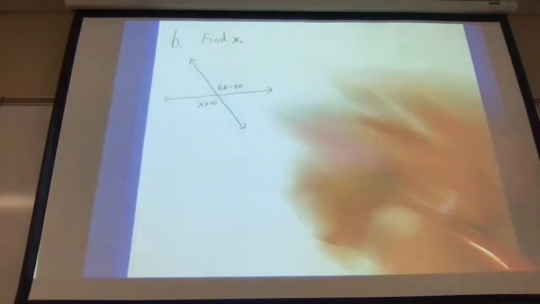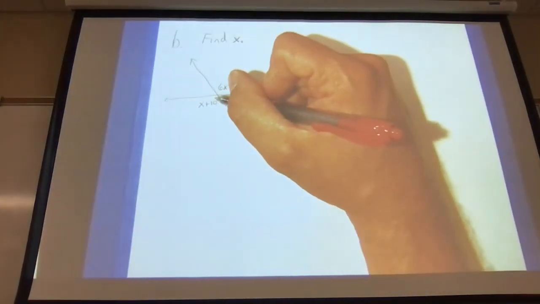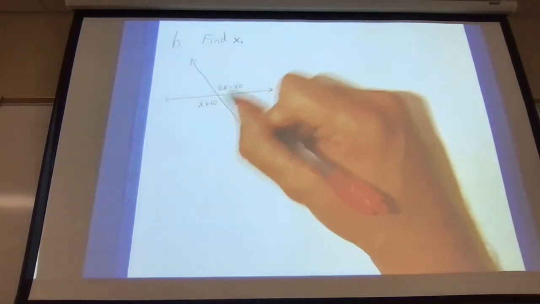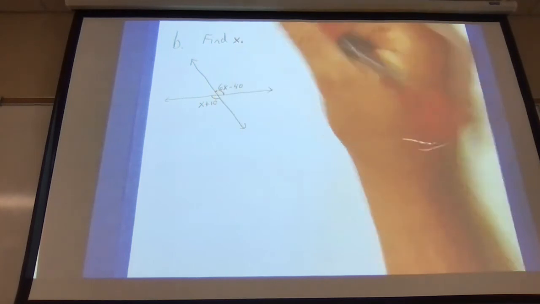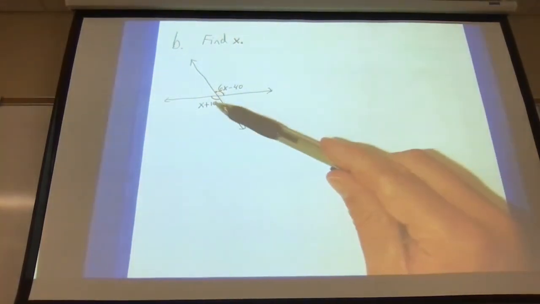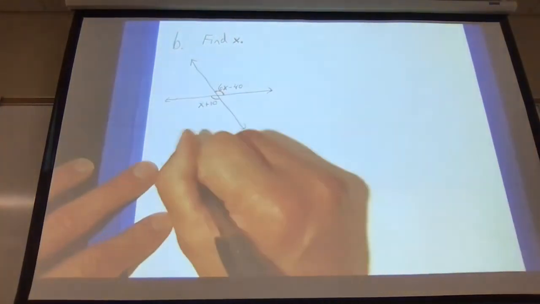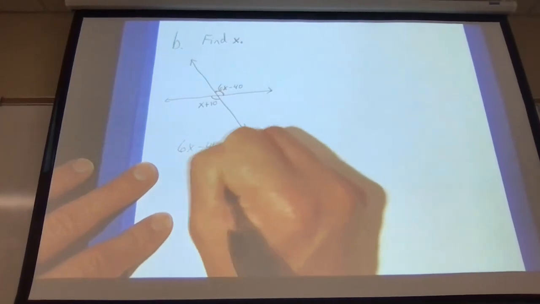And then like Landon said, vertical angles will always be congruent. So I'm going to put the little arc in there to show that they're the same. If they're congruent to each other, to find x, what you would do is put them equal to each other.